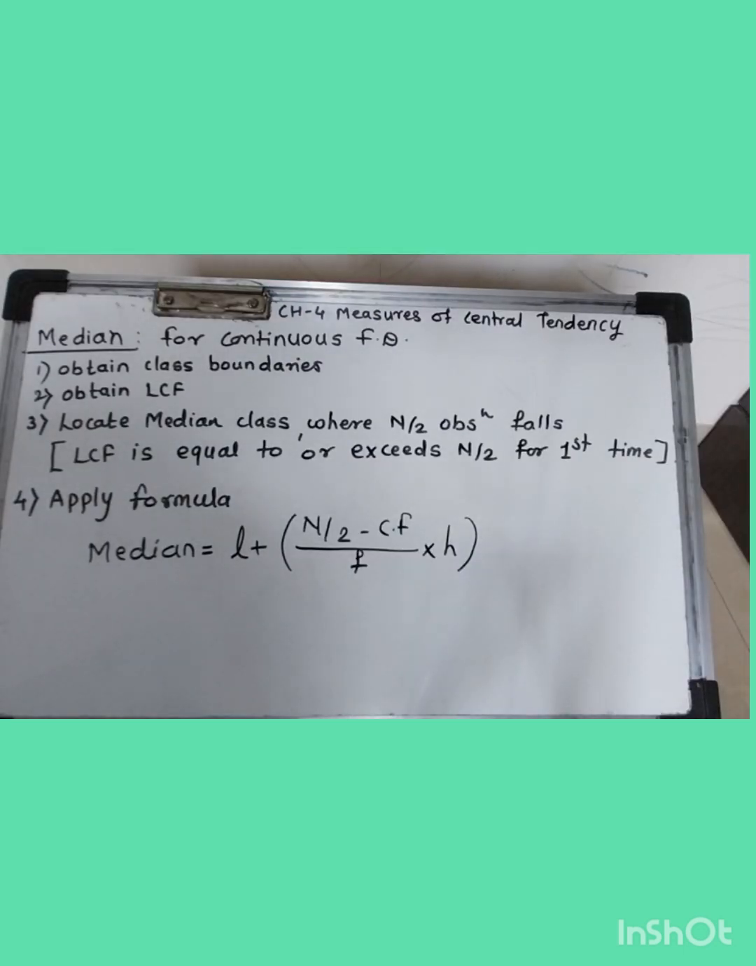Hello everyone, this is the measures of central tendency, chapter 4. Okay, now we are going to see the median for continuous frequency distribution.